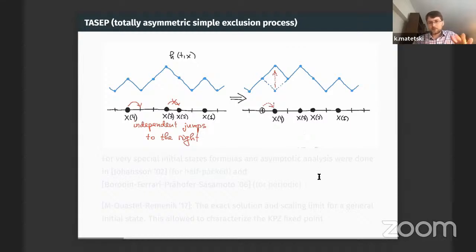Okay, so for each configuration of particles, we can associate a height function in a very simple way. It is a function which makes unit steps up and down depending on whether the site is occupied by a particle or empty. So we have this blue curve, which is a height function. And then when one of these particles jumps to the right, the respective local minimum turns into a local maximum. So as time evolves, the height function grows up and local minima independently try to turn into local maxima.